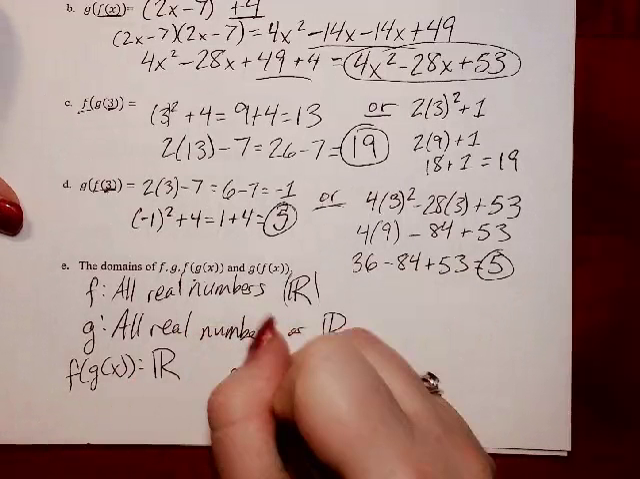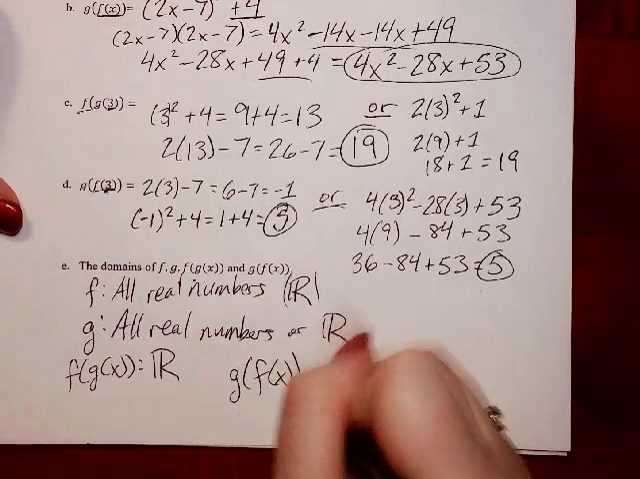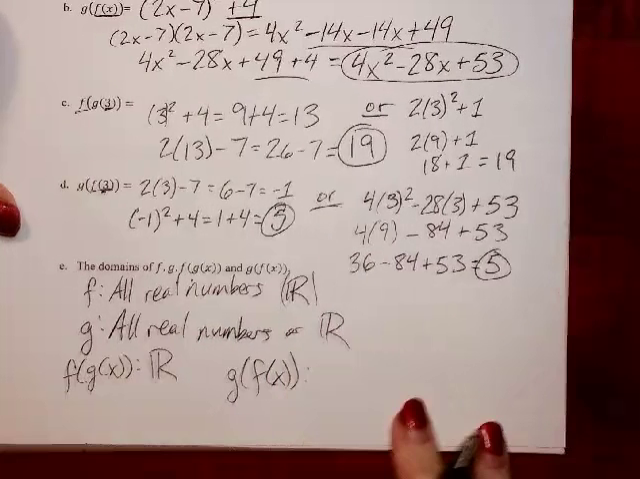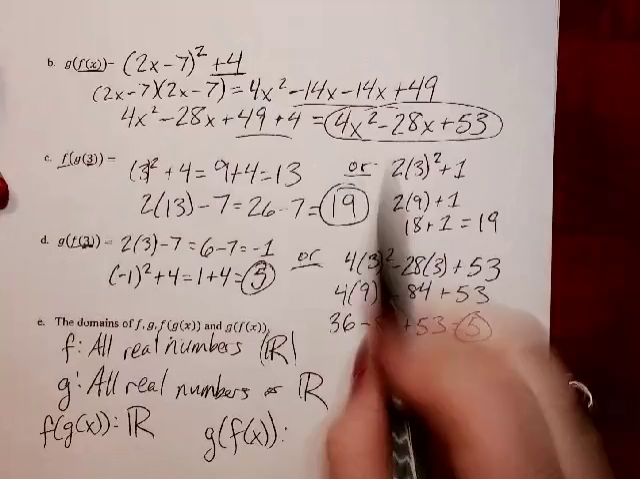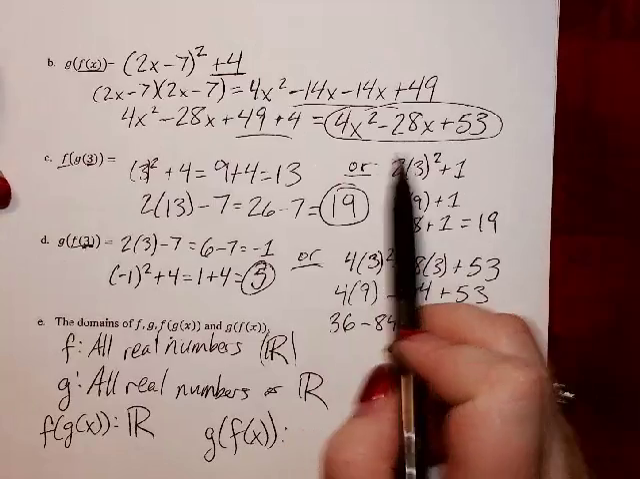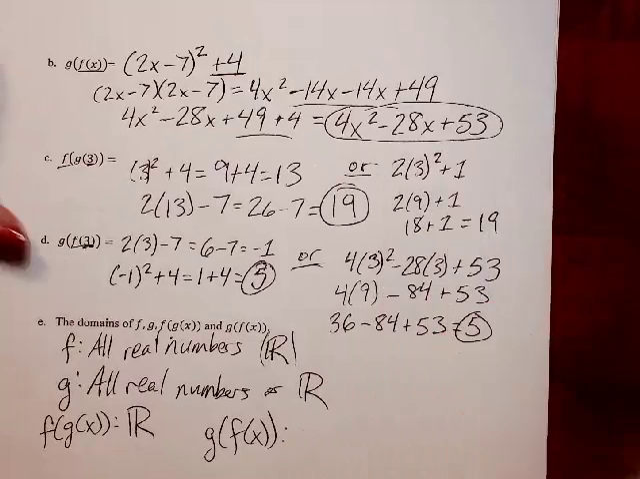And for g of f of x, we have 4x squared minus 28x plus 53. Again, we can plug anything in there, so we get all real numbers.